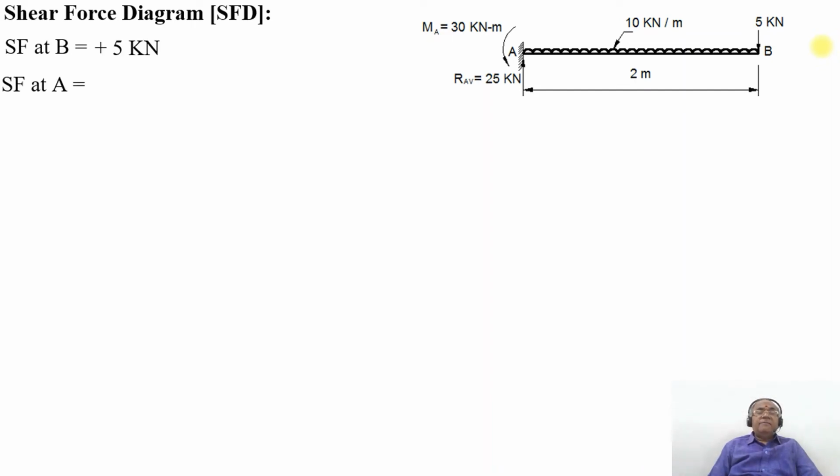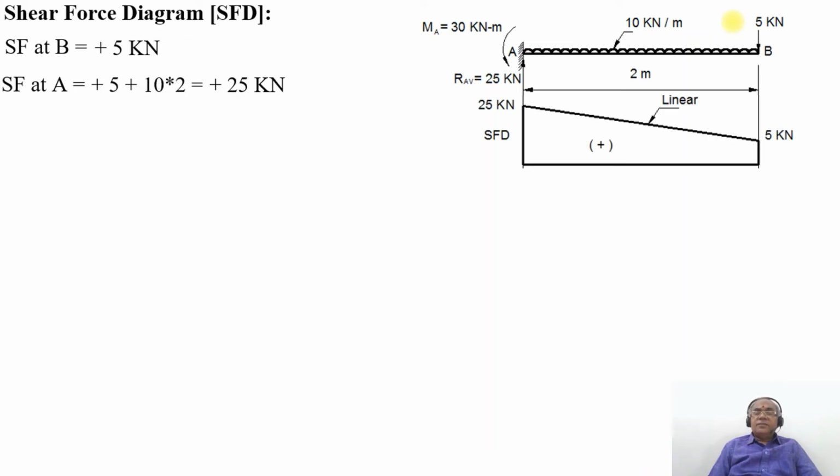Similarly, SF at A will be equal to plus 5 plus 10 into 2, that will be equal to 25 kilonewton, since it is positive, which is acting upwards. So here, SF at A will be equal to 25 kilonewton. So how will these be joined between the two? As you see from the shear force diagram, SF at B is plus 5 kilonewton, and SF at A will be equal to plus 25 kilonewton.